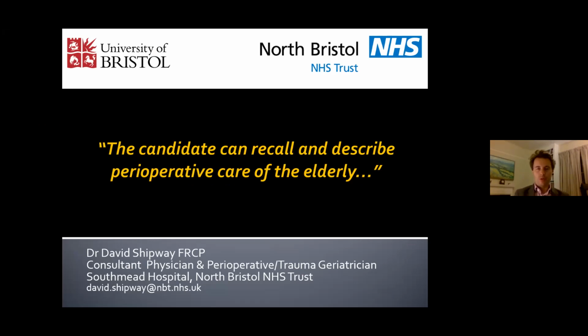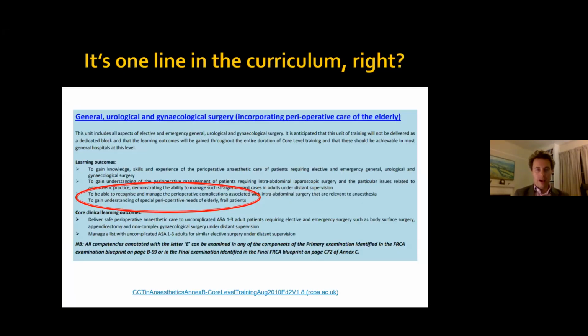I've been asked to talk to you this evening about older surgical anaesthetic patients and issues relating to that for the forthcoming exam. Just to recap broadly what my remit is: recognising and managing the perioperative complications in older patients, and recognising the needs of older and frail people, is literally only one line in the official curriculum. So it would be entirely reasonable to consider that this was not a huge deal.